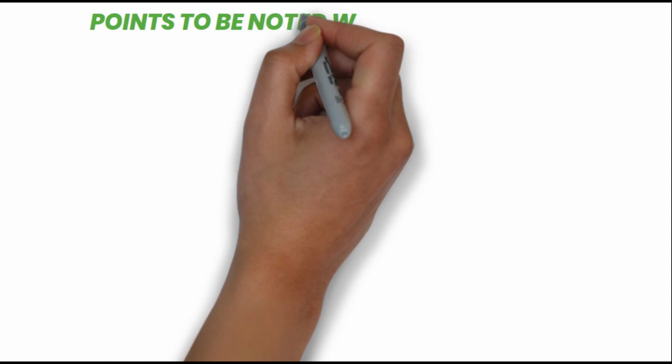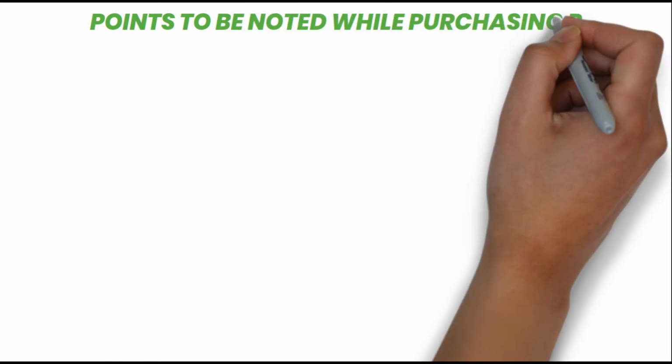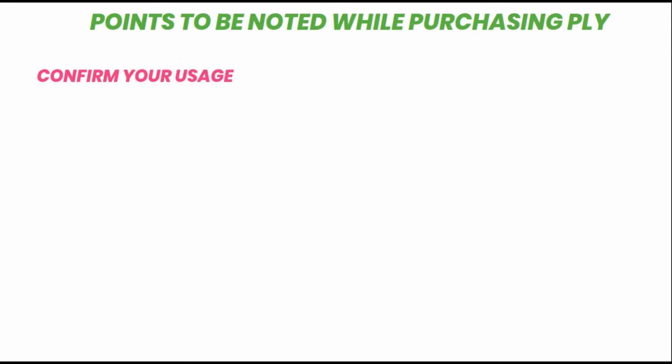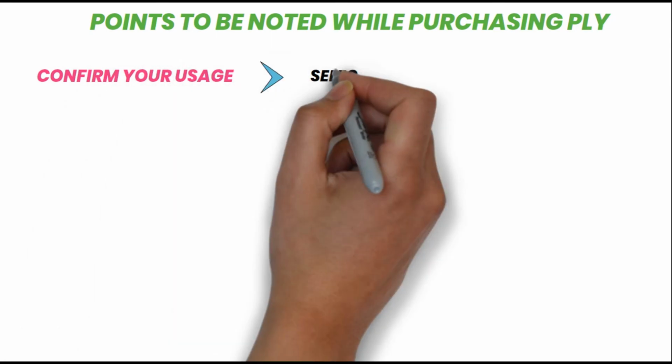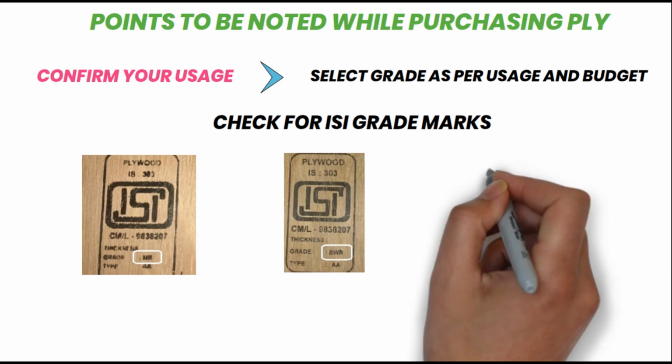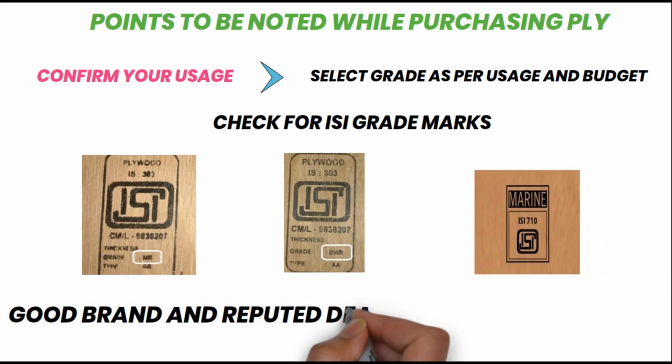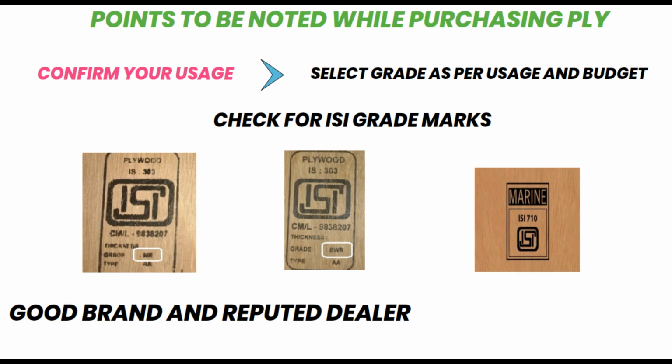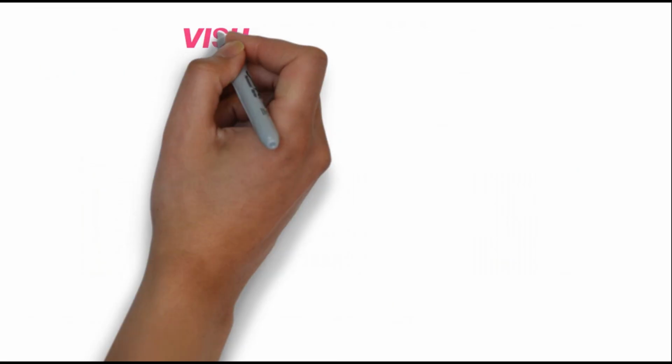What are the points to be noted while purchasing a ply? First of all, you have to confirm the usage, where you are going to use this plywood, and select the grade as per the usage and budget. There are three grades available, and these will be the markings on the plywood, that is the ISI grade mark, and everywhere it is written MR grade and then BWR grade or marine grade or BWP. And please purchase the plywood from a good brand and a reputed dealer. And before buying it, just have a visual inspection and ensure the following.